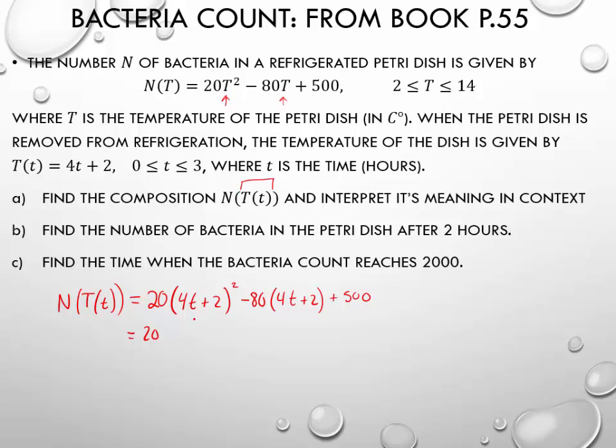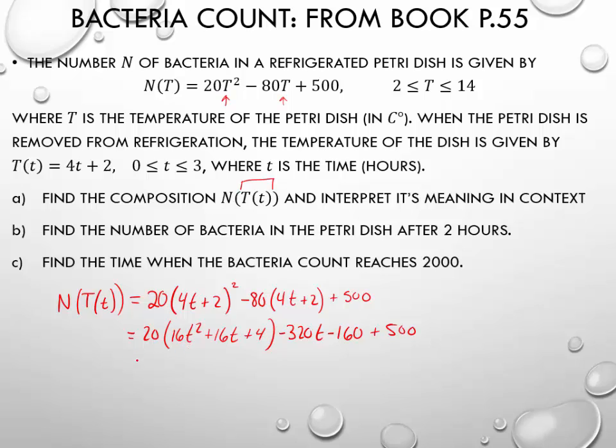20 times 16t squared, caught me a little off guard there. This is 8 times 2. That's going to be plus 16t plus 4. And then I'll go ahead and just distribute this. 8, 16, 24, 32. Negative 320t minus 160 plus 500.